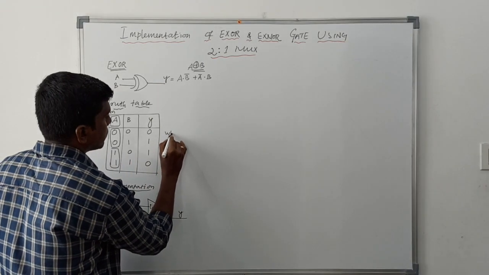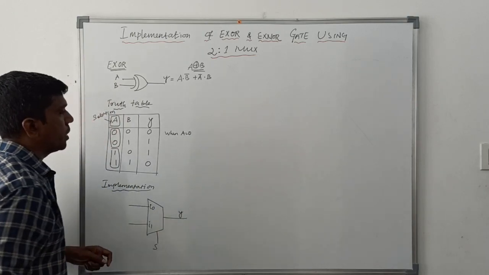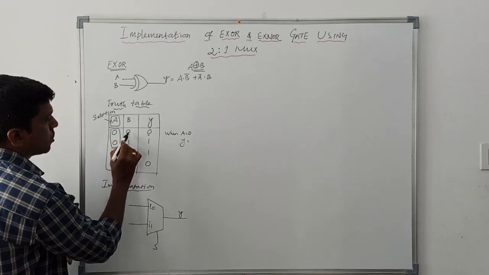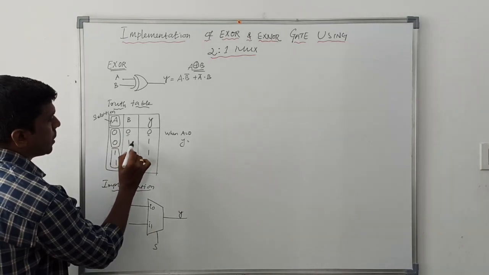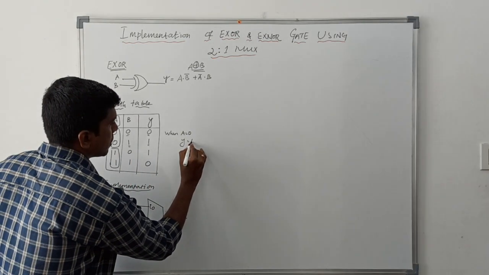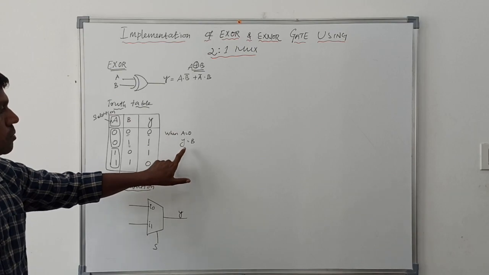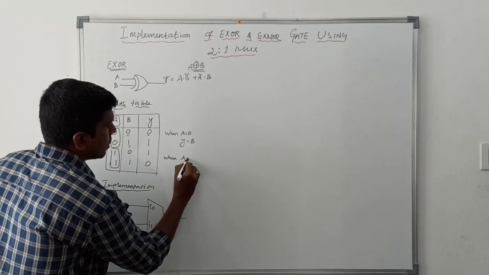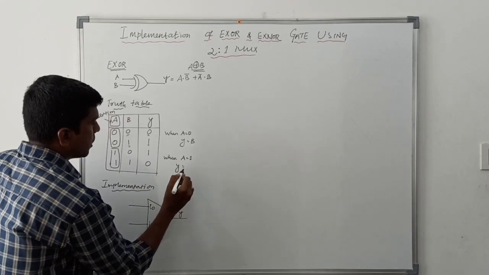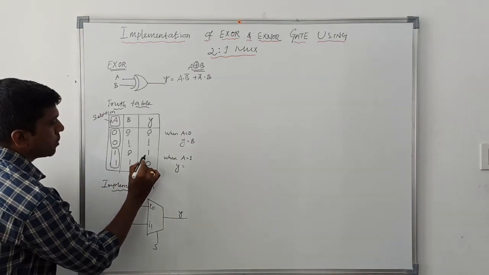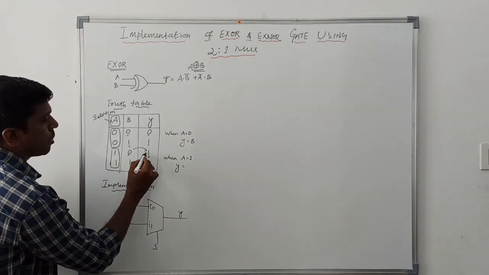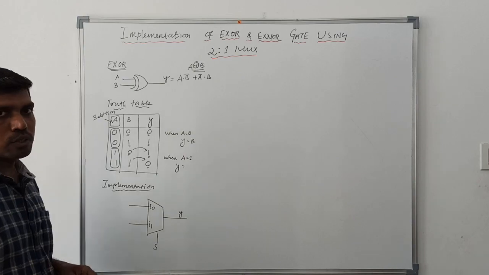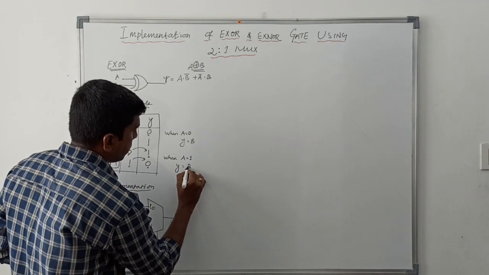When A equal to 0, Y equal to B. So here B value is 0 and Y value is 0; B value 1, Y value 1. So when A equal to 0, Y equal to B. Then come to the second case. When A equal to 1, B value 0, Y value 1. Just taking the 1's complement, the complement of B. B value 1, Y value 0. Taking the 1's complement, Y equal to B bar.